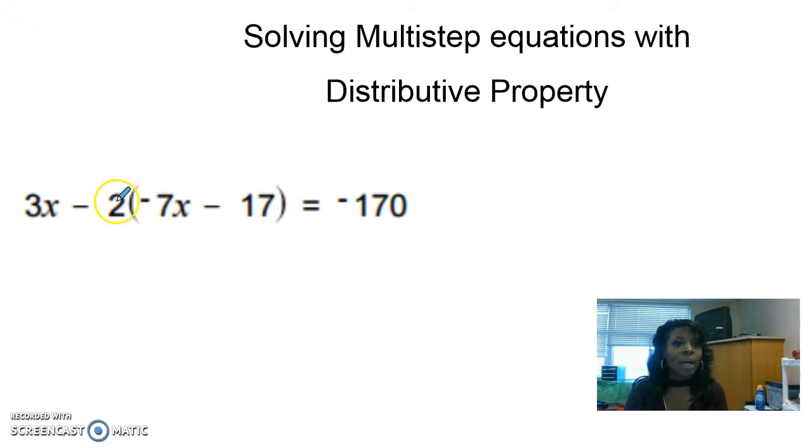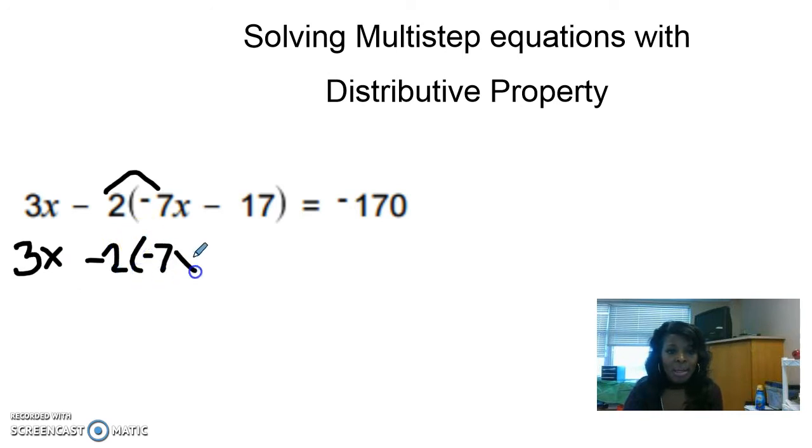And I really want you to show your work, and I know it seems like a hassle, but some of the mistakes that I've been seeing in class are a result of not showing your work. Okay, especially this step. -2 times -7x. And then, close the parentheses, -2 times -17. Okay, all of that equals -170.